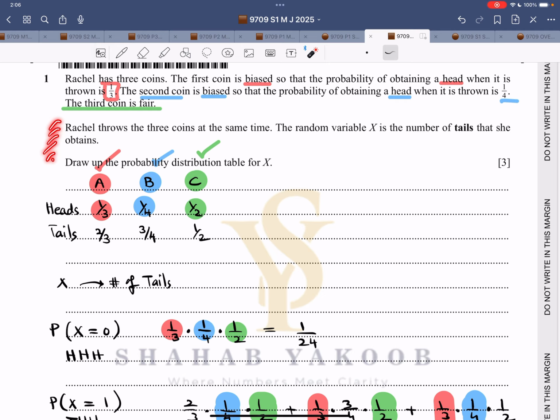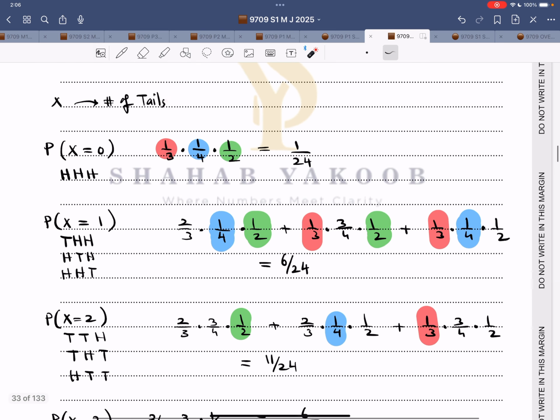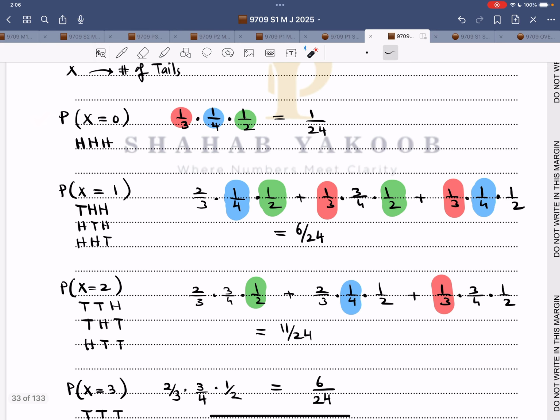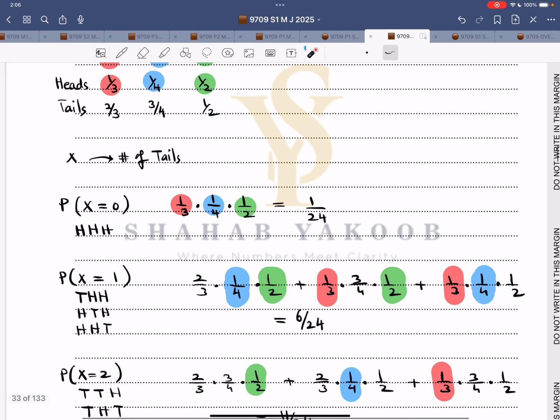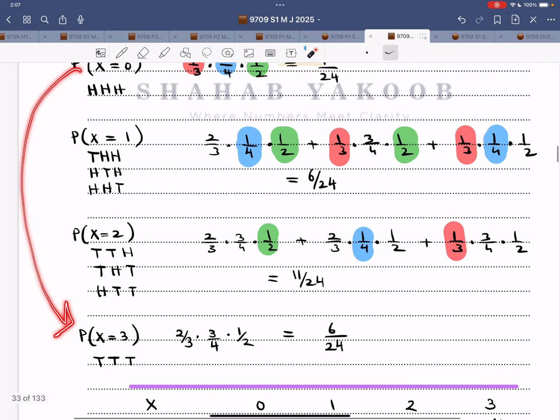Now I'll read the question further. Rachel throws the 3 coins at the same time. The random variable x is the number of tails obtained. Draw up the probability distribution table for x for 3 marks. Now x is the number of tails. The very easy thing is that probability x is equals to 0. That means no tails. All 3 are heads. So take this, take this, take this, multiply it out. Do not reduce the fraction because it's easier to add this way, 1 into 1 into 1. That is 1/24.